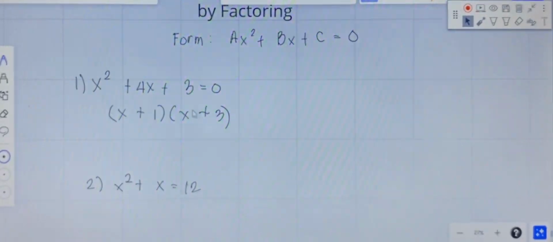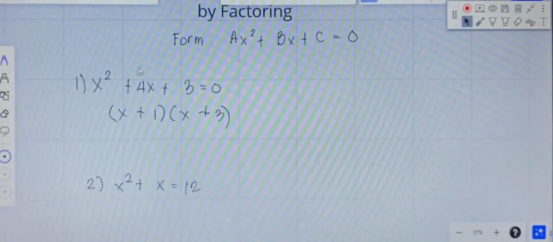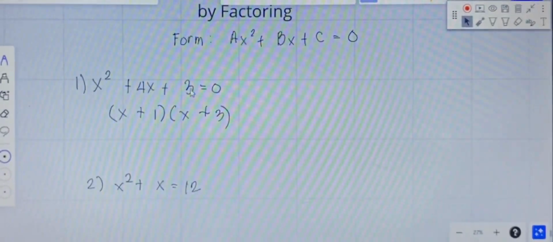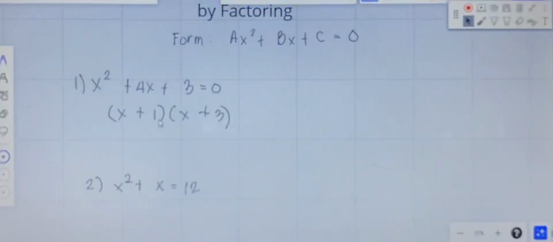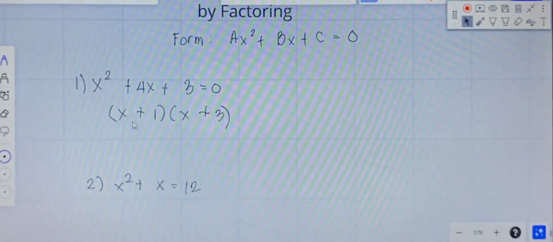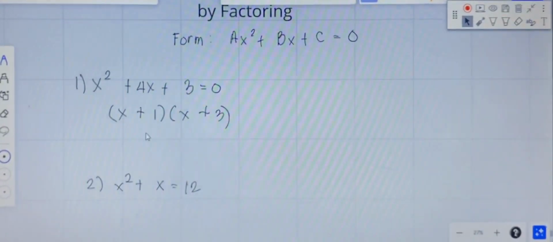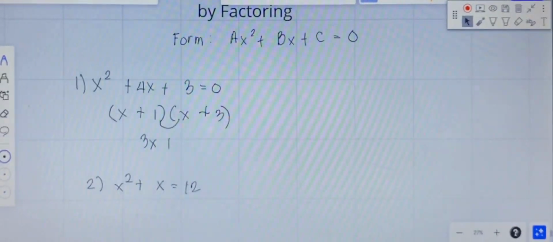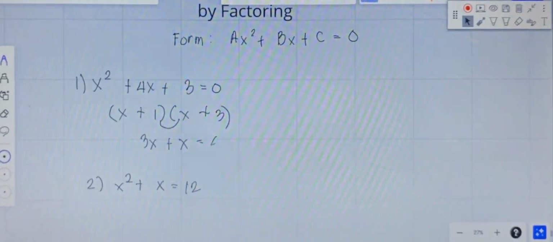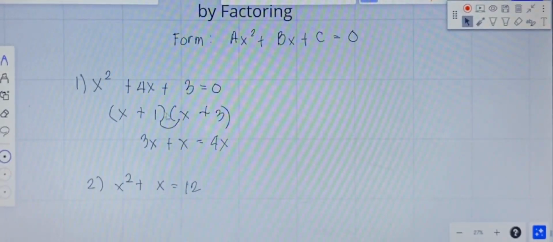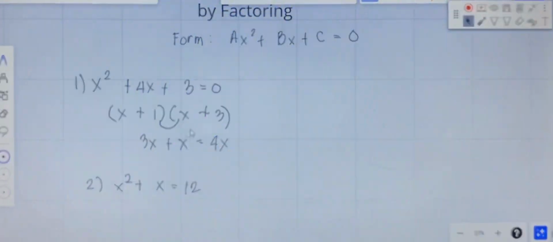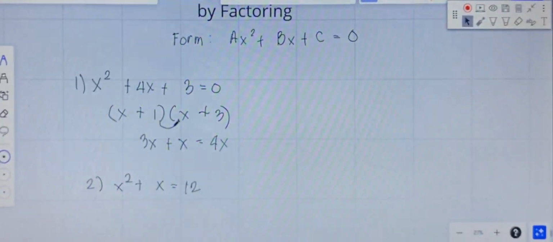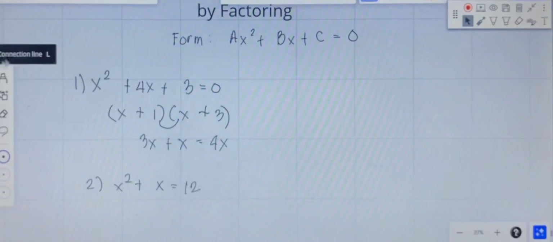Now, we're going to look for the middle. We're looking for something that will result in a 4. So basically, if we multiply them, it's 3. But if we add them like this, 3 times x is 3x. Then, if you multiply this, that's x. So basically, that's going to be 4x. So basically, these are our factors. Okay? So x plus 1 and x plus 3.